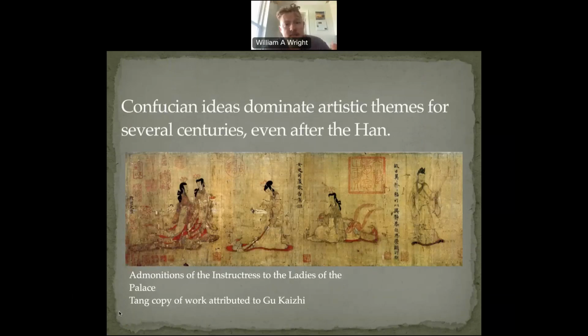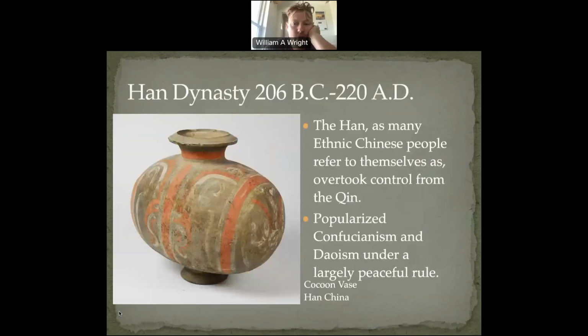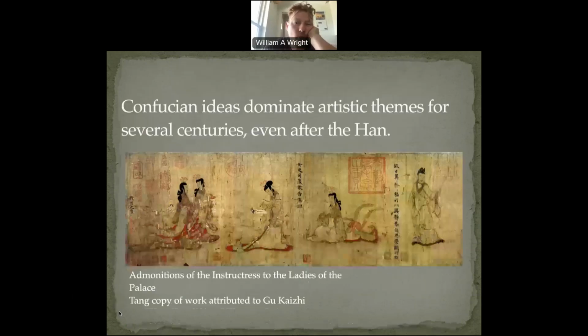Now, Confucian ideas dominate artistic themes for several centuries, even after the Han pass, which, sorry, I'm going to double check, 220 AD. So yeah, 400 years it lasts. And even after that, Confucianism remains a common state policy. We see a lot of artwork that actually has this here.